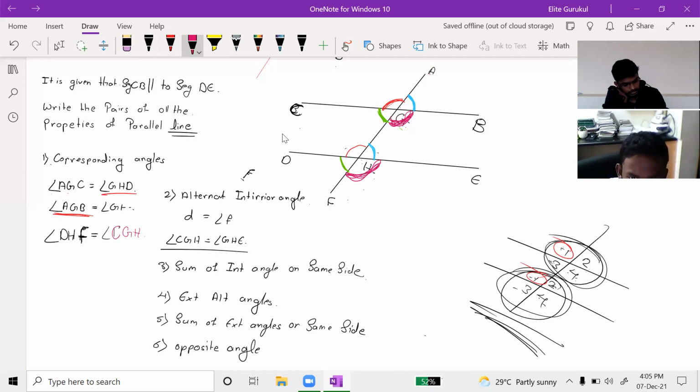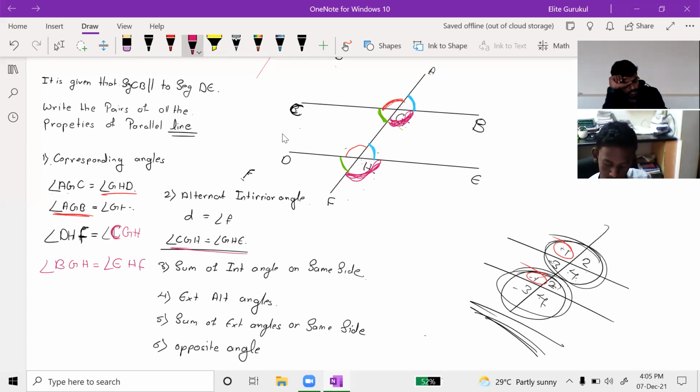Angle CGH. Angle BGH is equal to angle EHF. Yes, sir. Done.